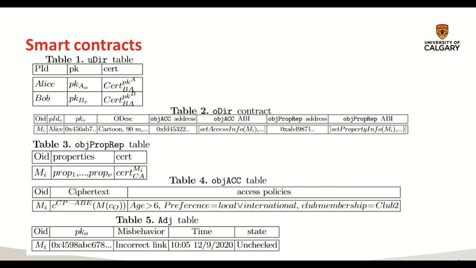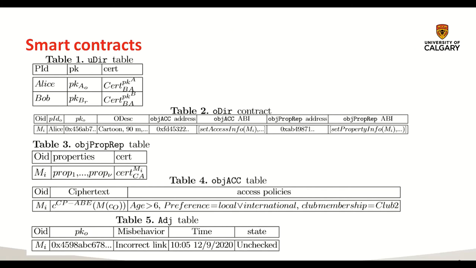objects for advertisement. It holds a table consisting of the object identifier, pseudonym and public key of the owner, the description of the object, the API, and the address of the smart contracts that the user is going to deploy. The object property repository contract and object access control contract are deployed by the owner.